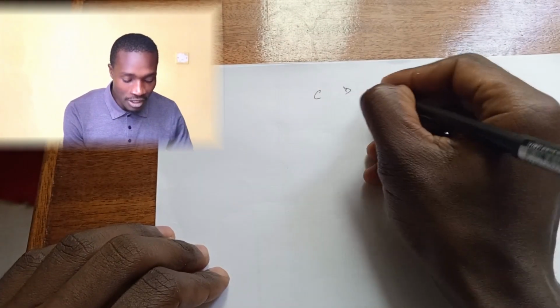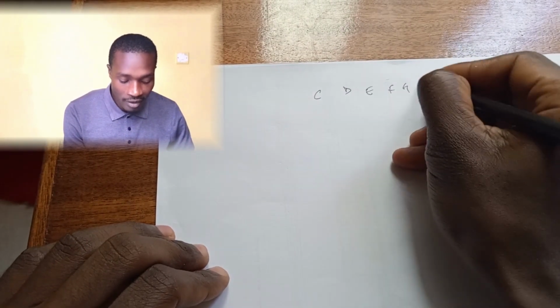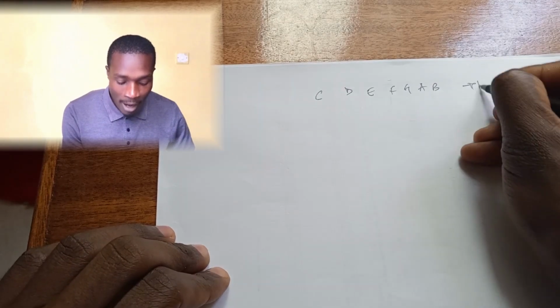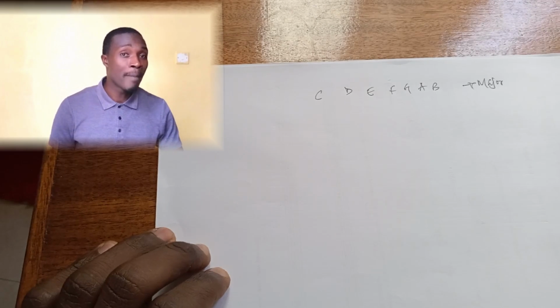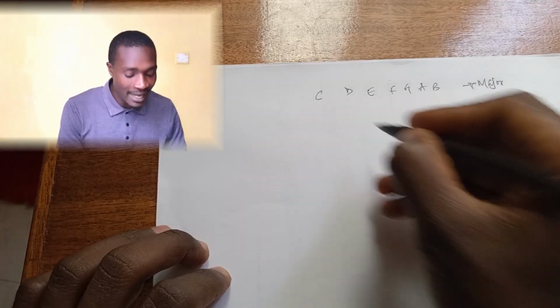We can also have a natural minor scale when the root is exactly the same as that of the major scale, and that we call a parallel minor scale. For example, if we have C, D, E, F, G, A, B as our major scale, and we want to find the parallel minor of that, we are going to lower the third, we are going to lower the sixth, and we are going to lower the seventh for us to find the natural minor scale.